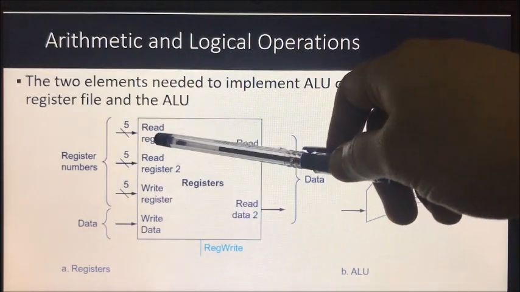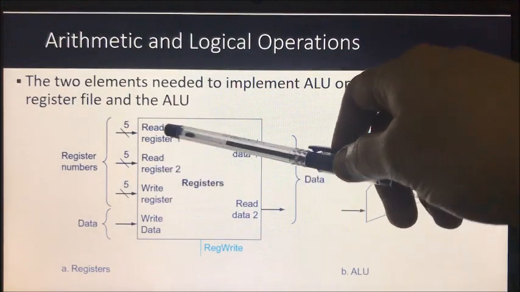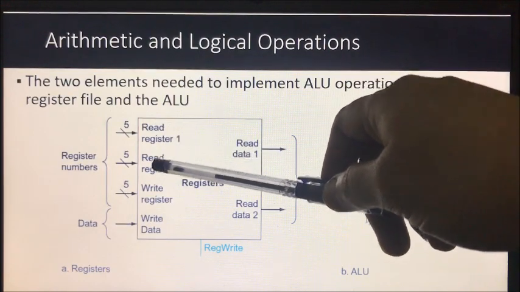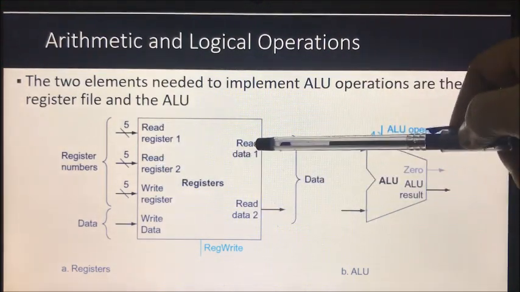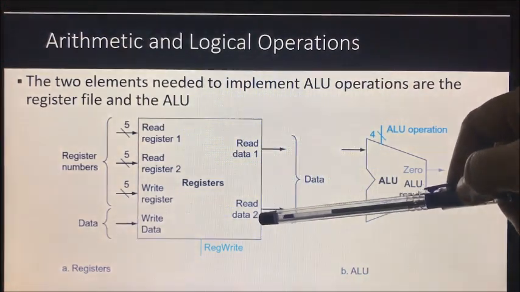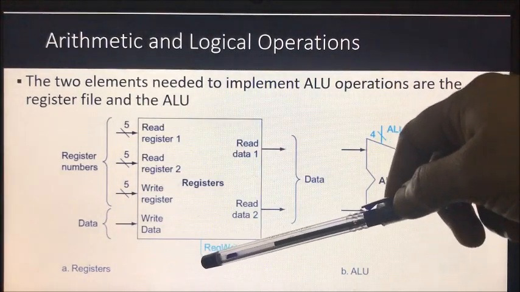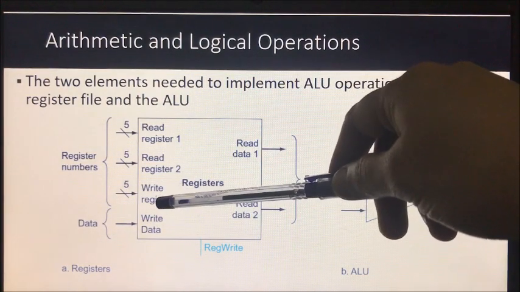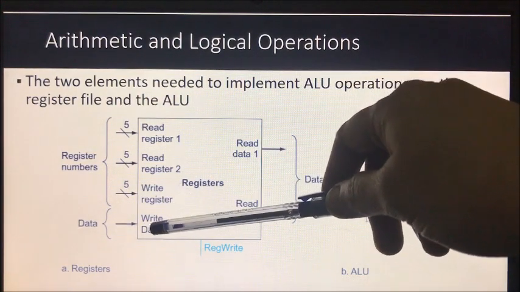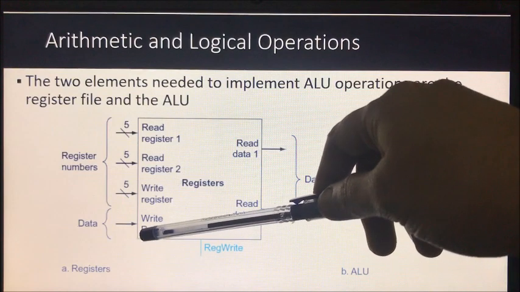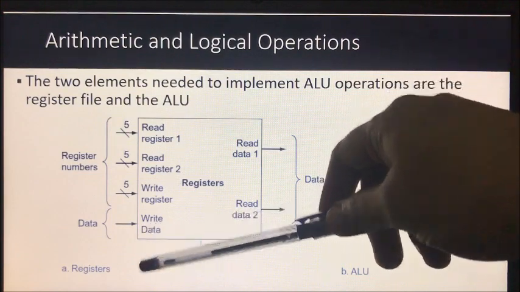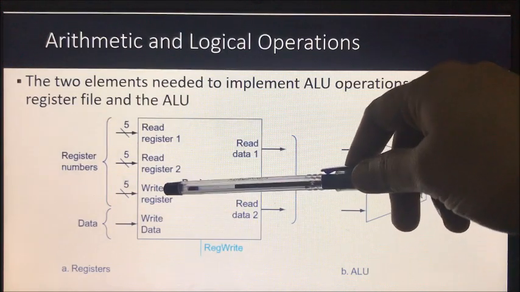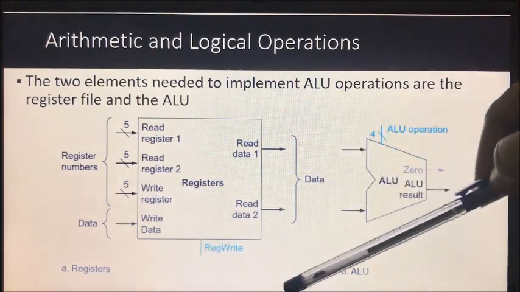So read register 1 and read register 2. If we are enabling these two, then we are going to get the data from these two registers as output of read data 1 and read data 2. And suppose if we want to write into a particular register, then the write register will be enabled and the data what we are going to write into the register will be given here, and the register write will be enabled here. So into the selected register this data will be written.